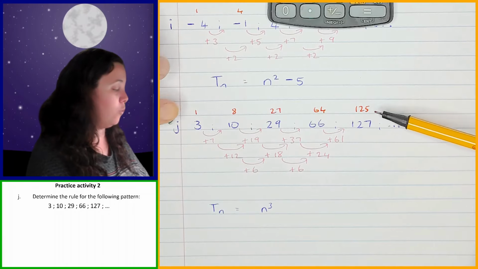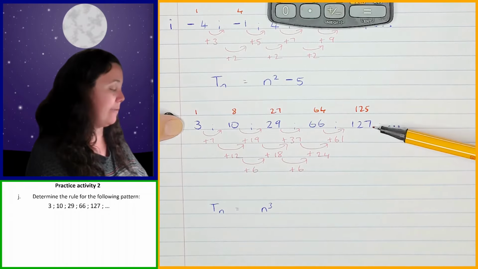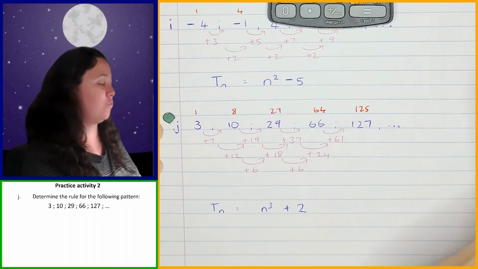So for all of these terms over here, if I add 2, I will get the terms in the pattern that I've got over here. So I'm going to take the n cubed and I'm going to add 2. So that's what you should have got for your rule for this pattern.